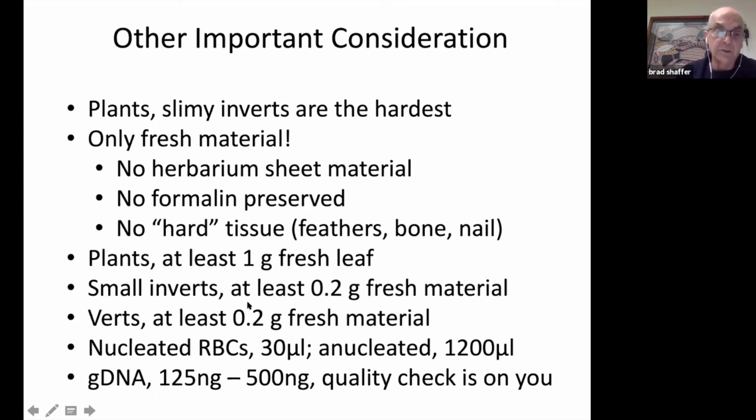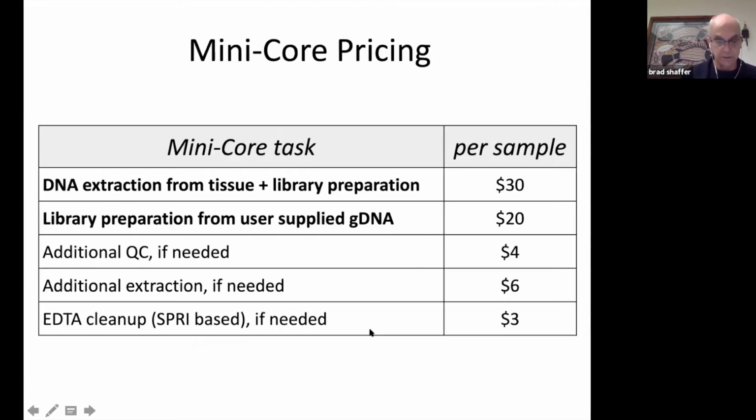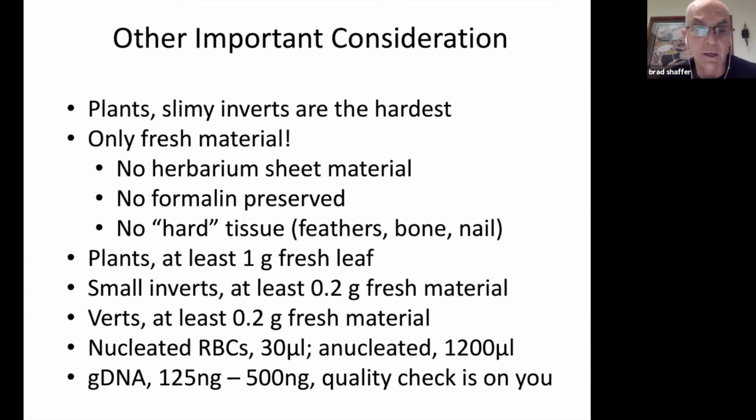For plants, we need at least 1 gram of fresh material, high quality material. Once again, we're just trying to emphasize that. For small invertebrates like insects, we need at least 0.2 of a gram of fresh material, or that's at least our target. And that means material that has DNA in it. If it's pure chitin, it's not going to go very far. For vertebrates, again, about 0.2 grams of fresh material is good, often cut up into pieces. We have more instructions for that in our document.